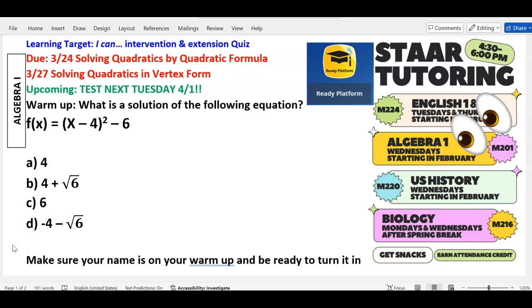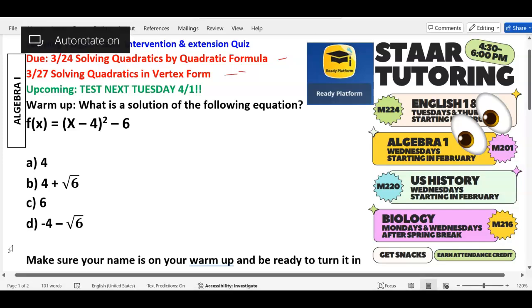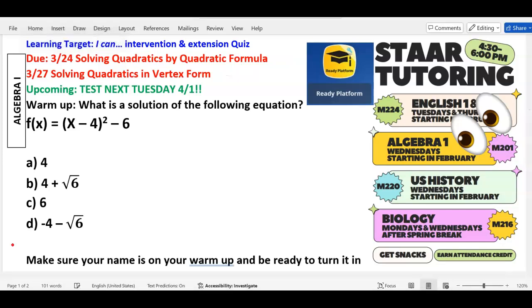These two up here at the top in red are going to be due. I'm going to put them in by Monday along with anything you've turned in, so you have an updated grade before we review and take our test, which is supposed to be on the 1st. Cool. So make sure you're ready.